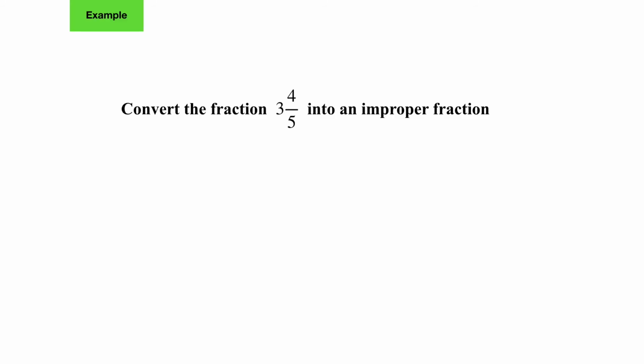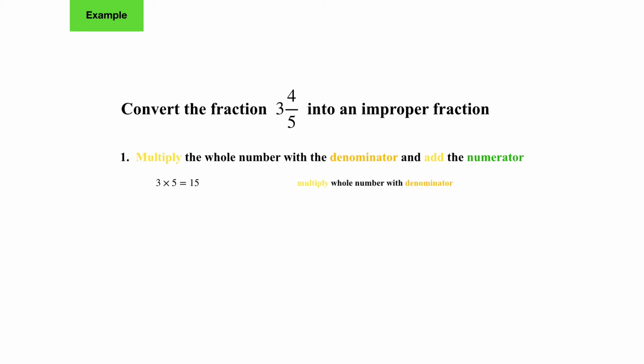Converting a mixed number to an improper fraction works a little bit differently. Let's convert the mixed number 3 4/5 into an improper fraction. Our first step is to multiply the whole number by the denominator and then add the numerator. So we're going to say 3 times 5, because 5 is our denominator, which equals 15. There we've multiplied the whole number by the denominator.